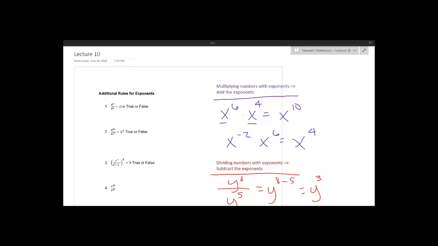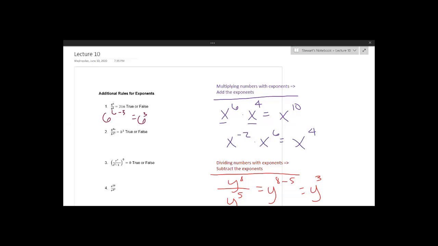Which comes down to dividing like bases with unlike exponents, which we talked about. All we have to do is subtract. So in the first one, 6 to the 6th divided by 6 cubed is going to be 6 to the 6 minus 3, which is 6 cubed.